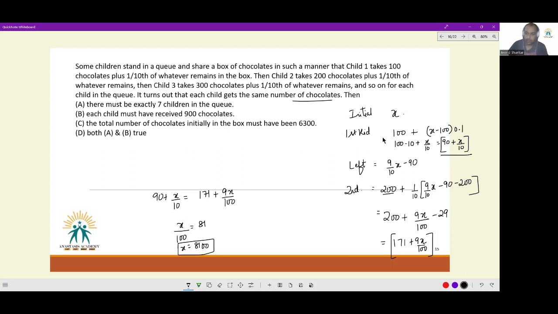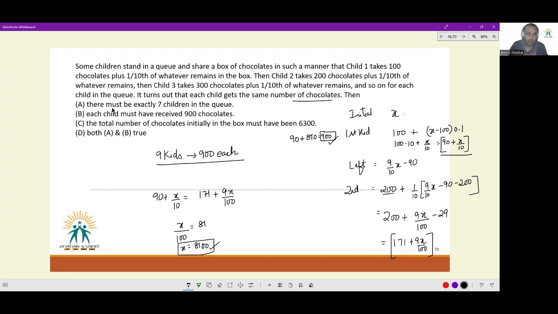How many chocolates did the first kid receive? The first kid got 90 plus x by 10, 810. So first kid got 900 chocolates. Total, there are 8100 chocolates. Every kid is getting 900 chocolates. So there must be 9 kids getting 900 each.